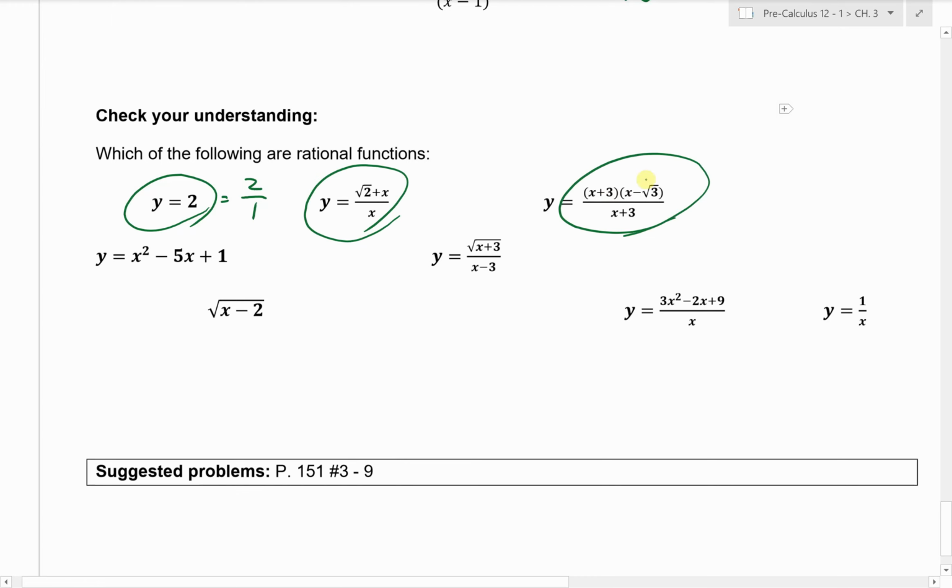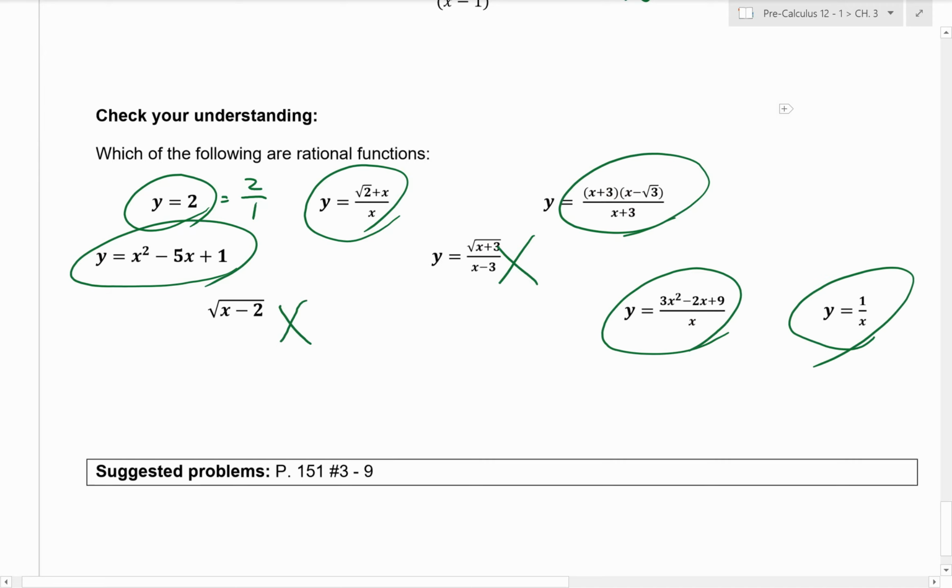Okay, this is a quadratic function divided by a linear function. This is fine. That's just simply a quadratic function. This one's not okay. That's a root function, not a polynomial function. Same as this, not okay. This one is okay. This one is also okay.